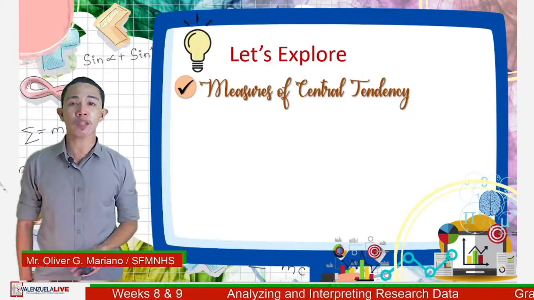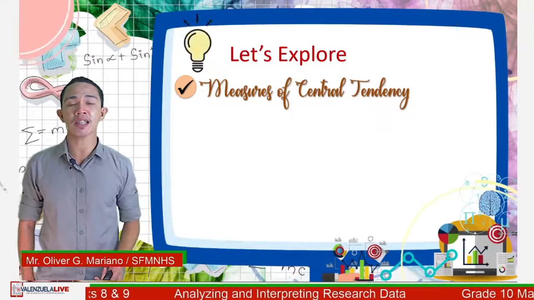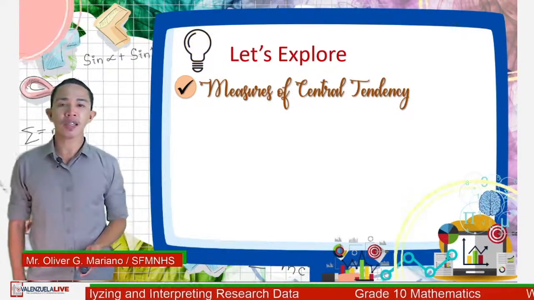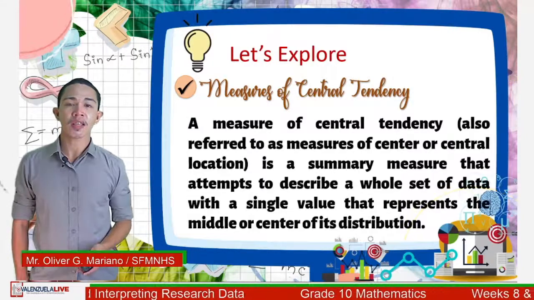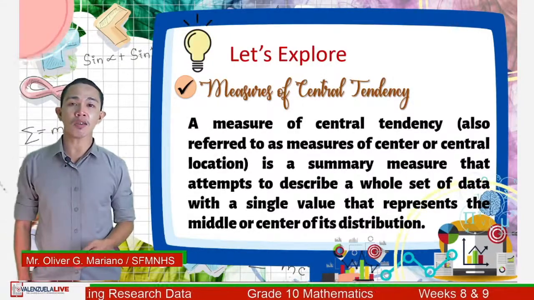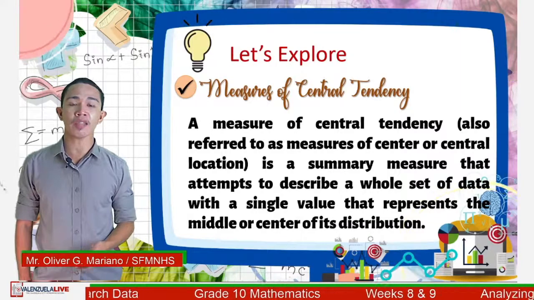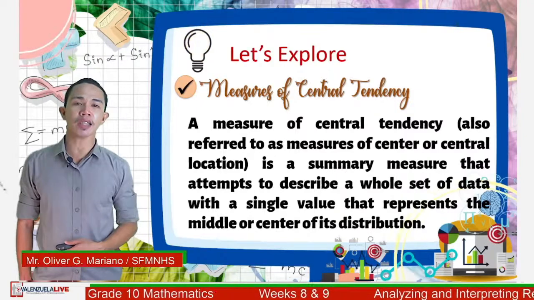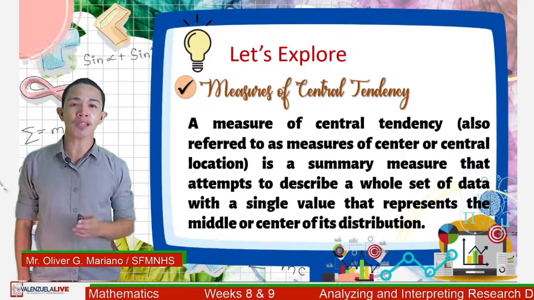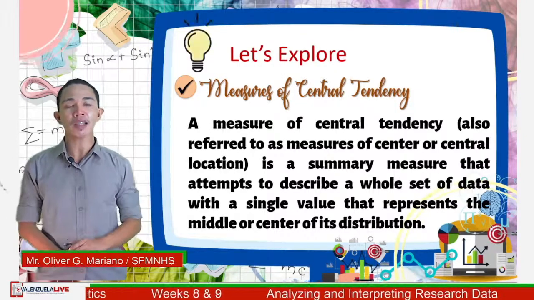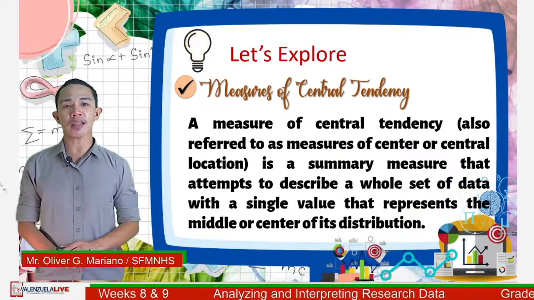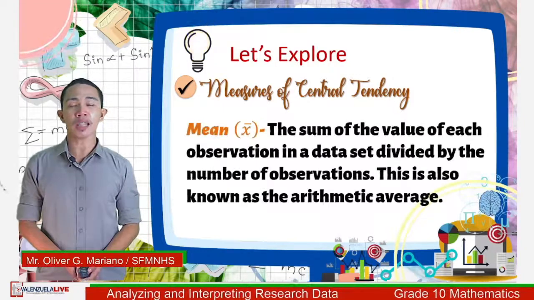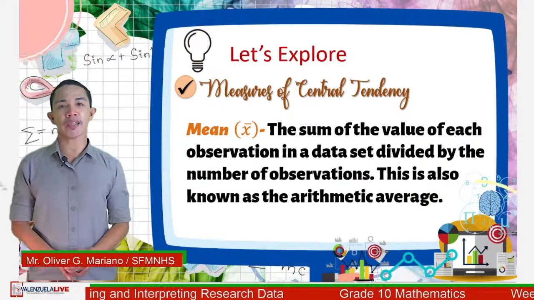Let's begin with what you learned as early as grade 7, the measures of central tendency. First is a measure of central tendency, which is also referred to as measures of center or central location, is a summary measure that attempts to describe a whole set of data with a single value that represents the middle or center of its distribution. The most common one is the mean, which is denoted by X bar.